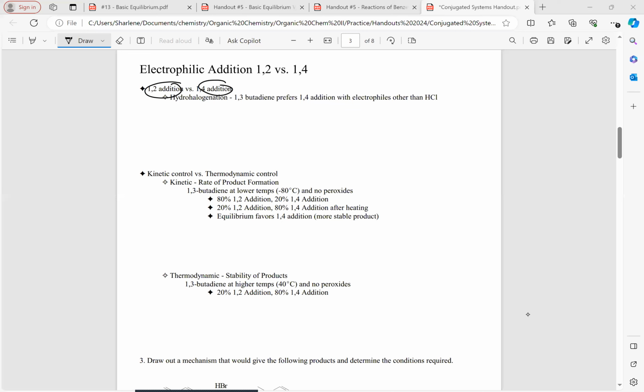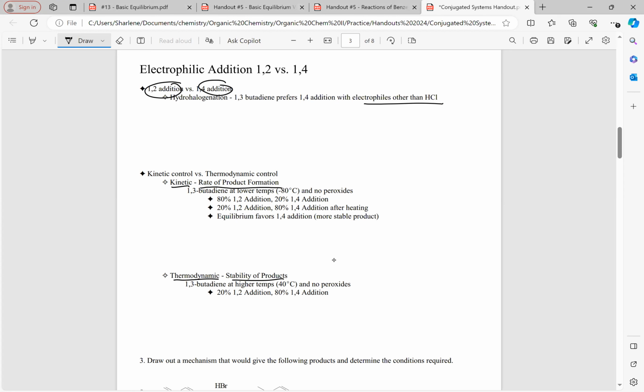reaction. All right, one note, 1,3-butadiene prefers 1,4 addition with electrophiles other than HCl. HCl is just a little bit more reactive. All right, kinetic control versus thermodynamic control. Kinetic control is dependent on the rate of the product formation. Thermodynamic is dependent on the stability of the overall products.